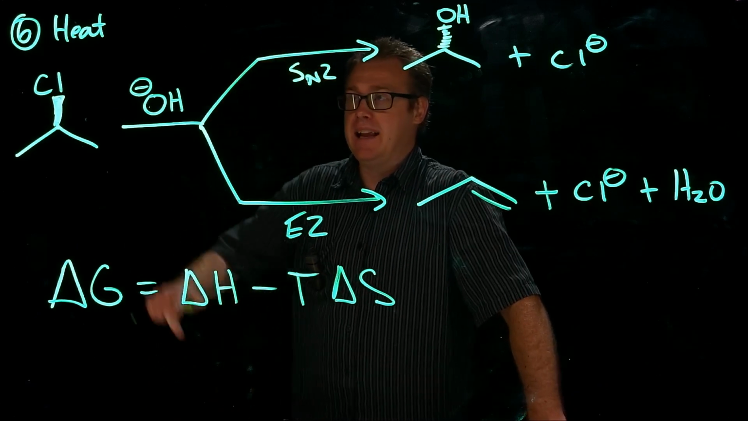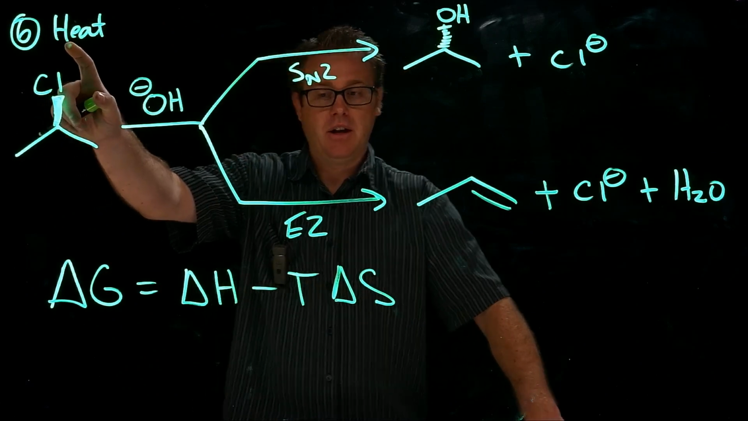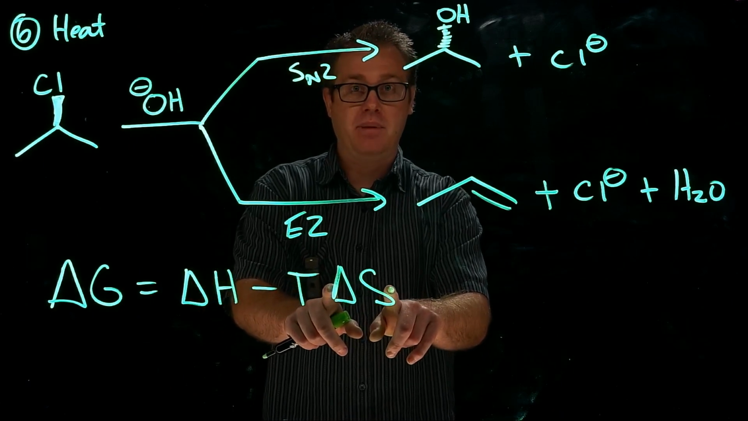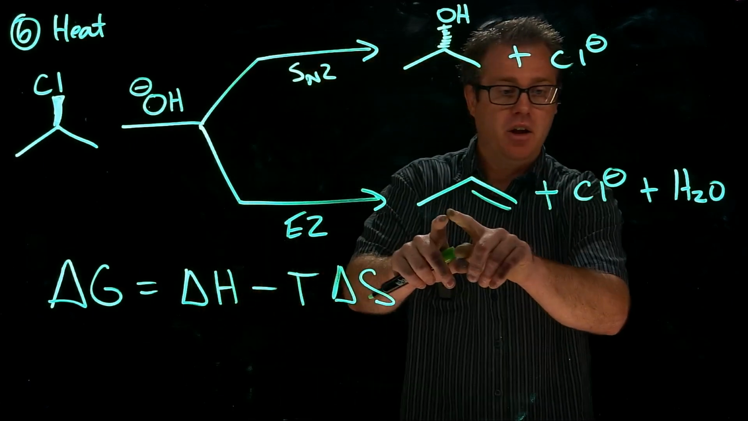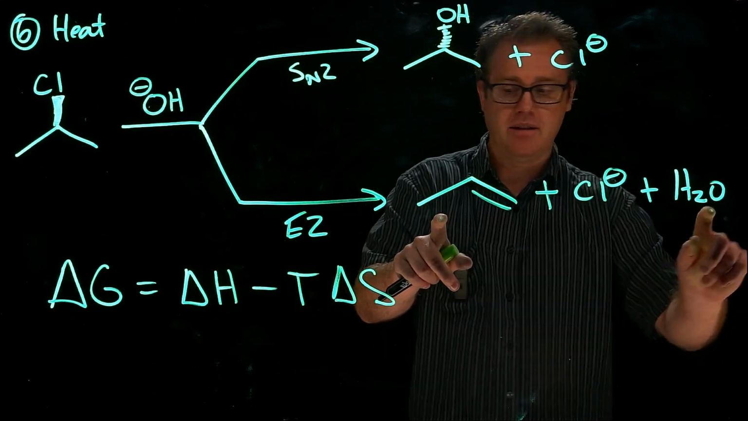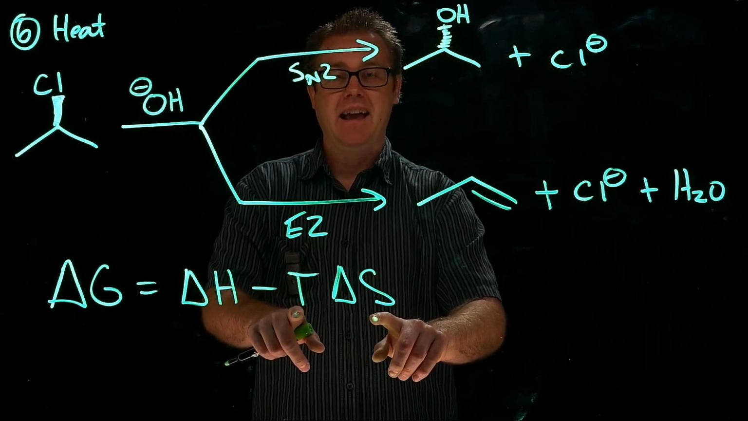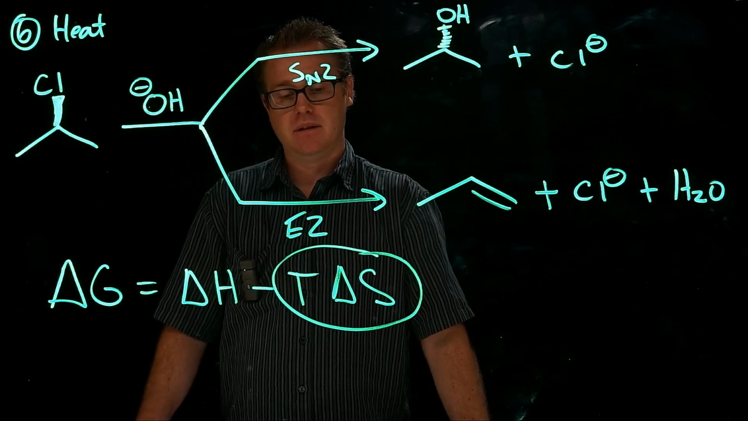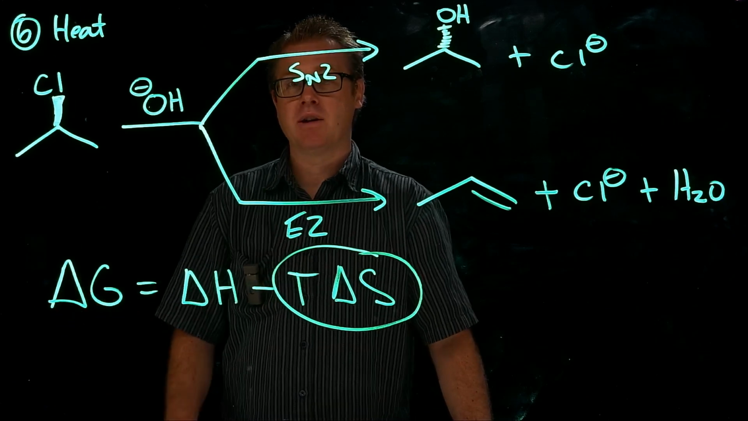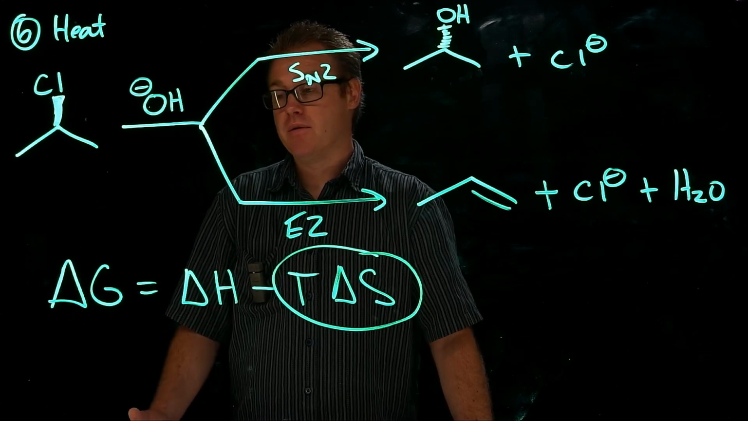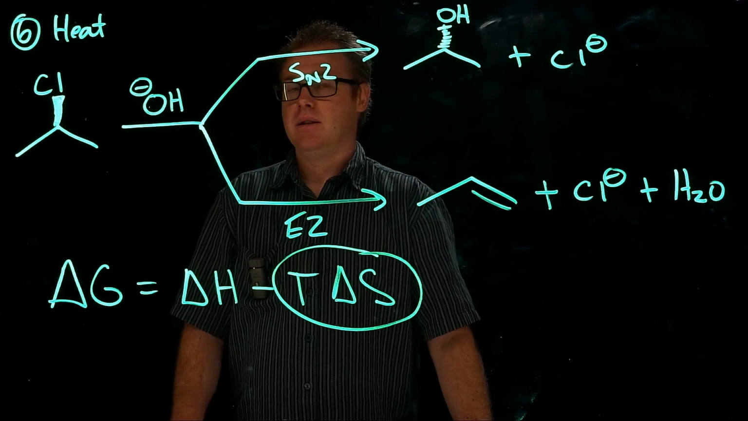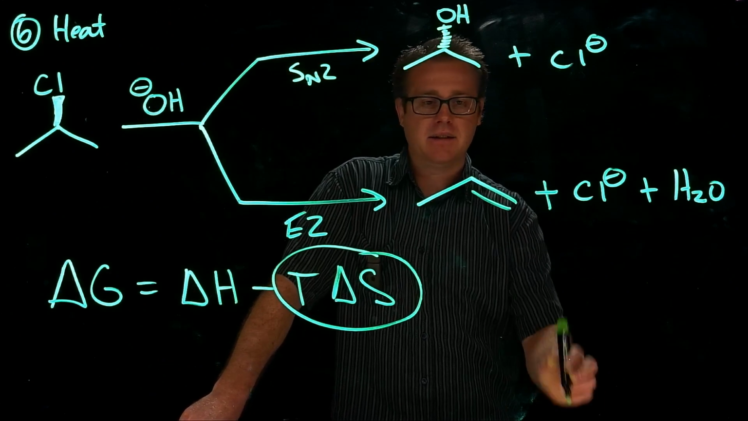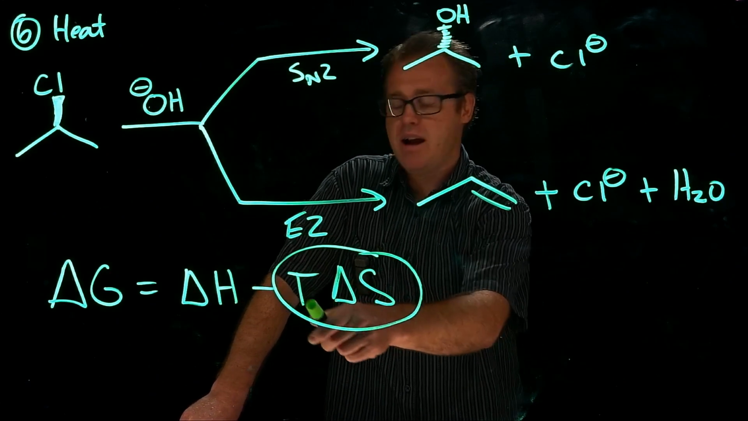But now when you tack in heat, what are you doing? You are multiplying the temperature by the entropy. And in an elimination, we have more entropy, and now you're going to multiply it. And so that's going to make this term right here that much more negative, which is going to give us a more negative delta G, which is a more favorable reaction. So heat favors elimination because of this term right there.